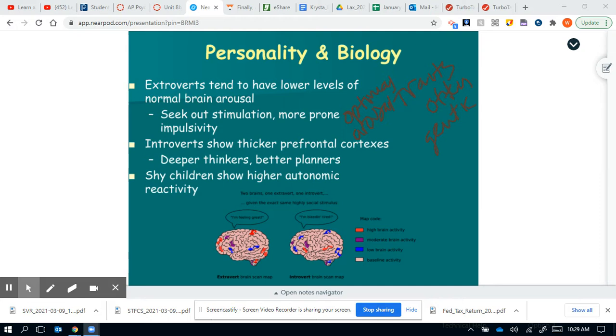Whereas introverts show a thicker prefrontal cortex, which means there's more processing, and introverts tend to be deeper thinkers and better planners. Gabriella says, sounds a lot like ADHD. Are they related? Extroversion? Yes, thank you, I meant to say that. Extroversion, those brains are very similar. With ADHD, your brain doesn't produce enough stimulation, so you got to find it elsewhere.